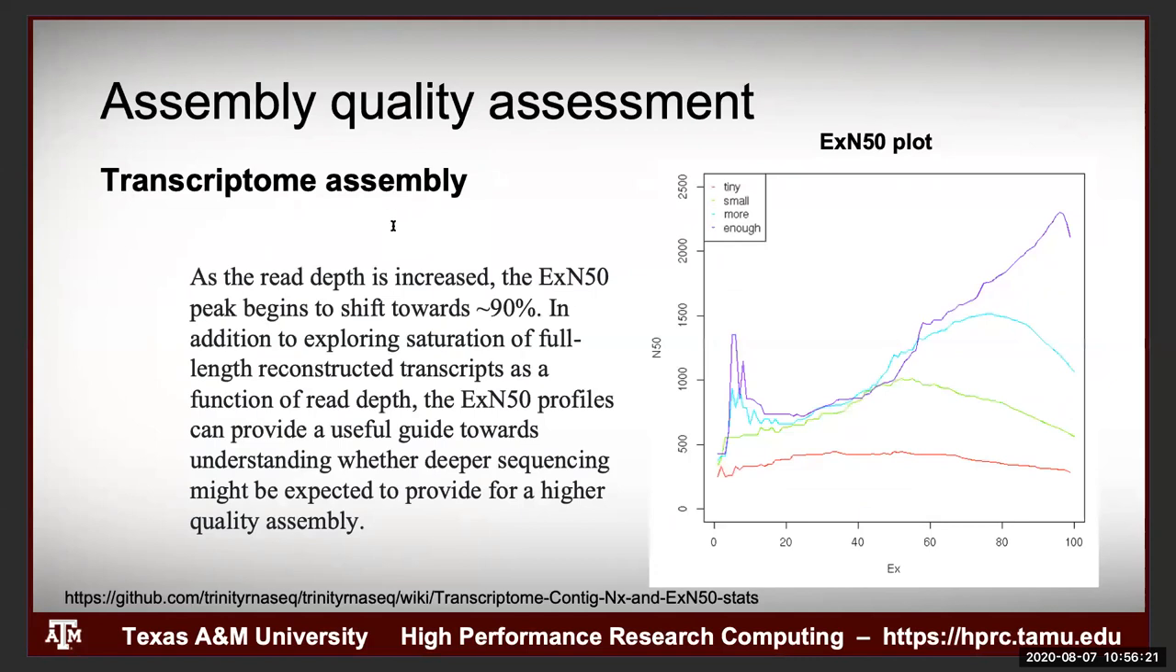This is one thing I mentioned before, the E90 and N50. If you don't have enough data, for example the red one, you won't see a peak like you see on the purple line. That is what you want to see, like the purple line. So you have around 80%, you get a peak, and when you get more data, you basically just get more noise.